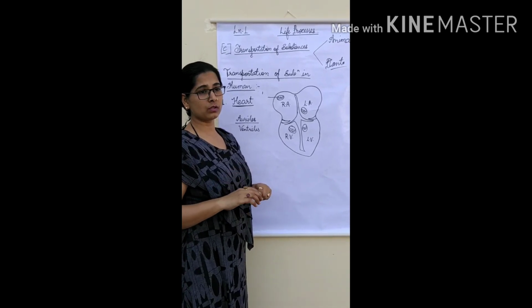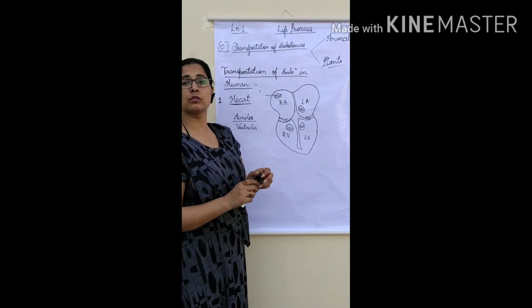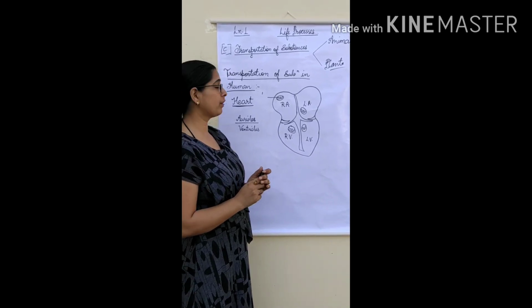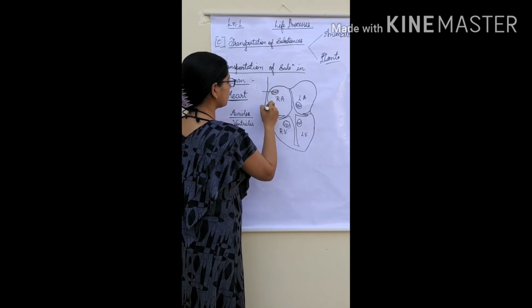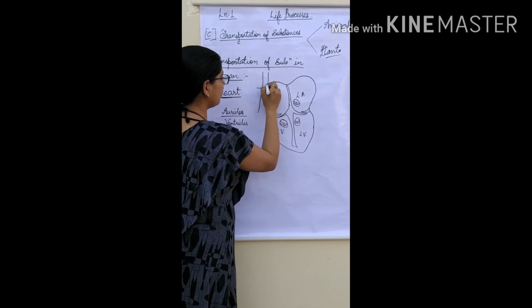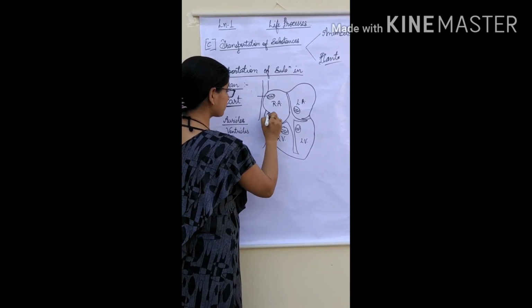But the minute veins unite together in the superior vena cava and inferior vena cava. Now what do you mean by superior? When you see the structure in the book, you will see that the terms superior and inferior have come.